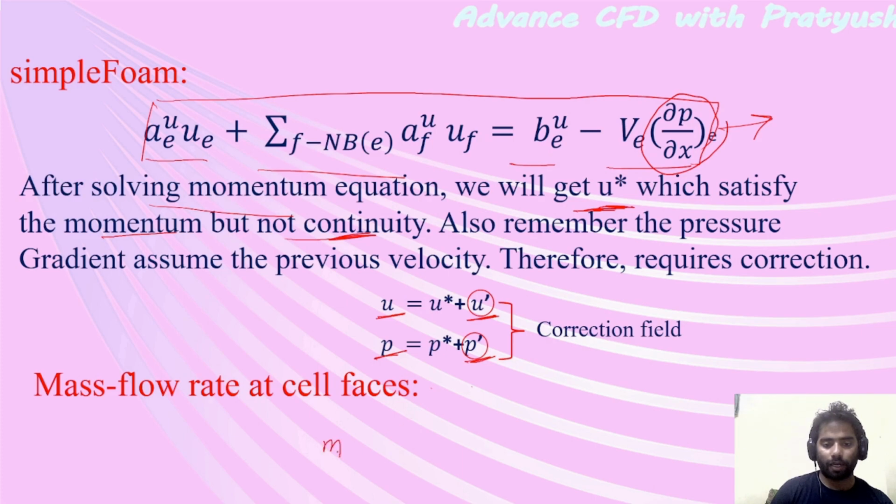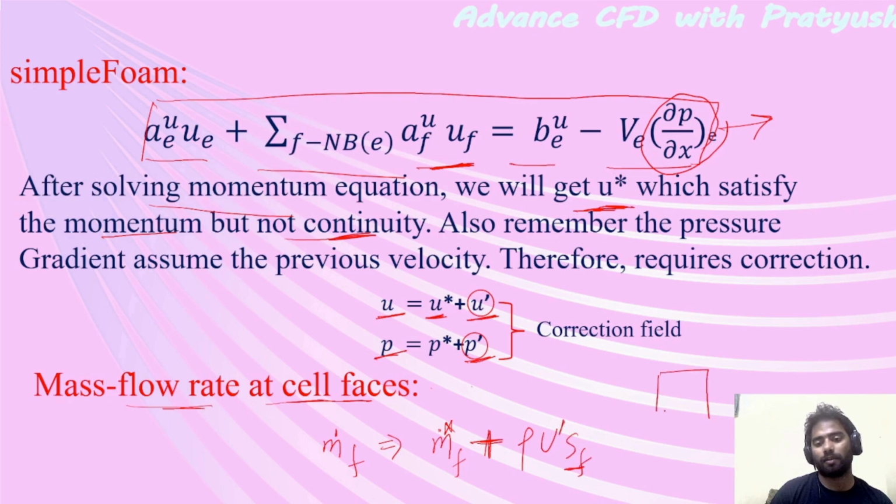If we write m dot f, in m dot f there will also be some corrections required because we are correcting the U. The mass flux at the faces, so the mass flow rate we have to calculate at the faces. This is the mass flow rate based on this U star that we have got after solving the momentum equations. So to apply the mass conservation, some correction is also required. So this is the correction.